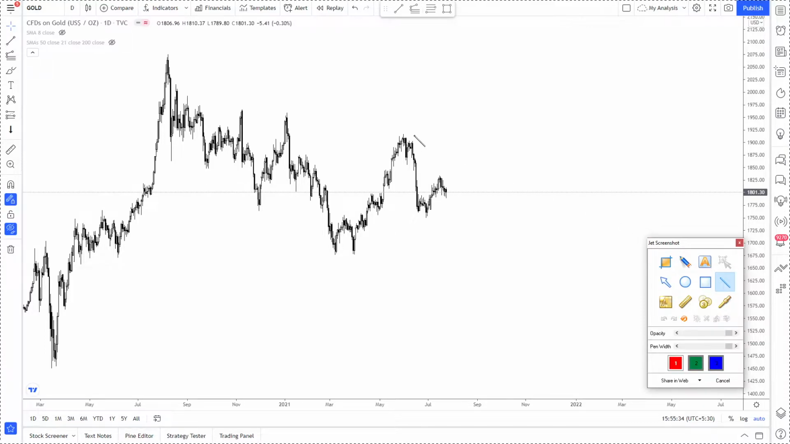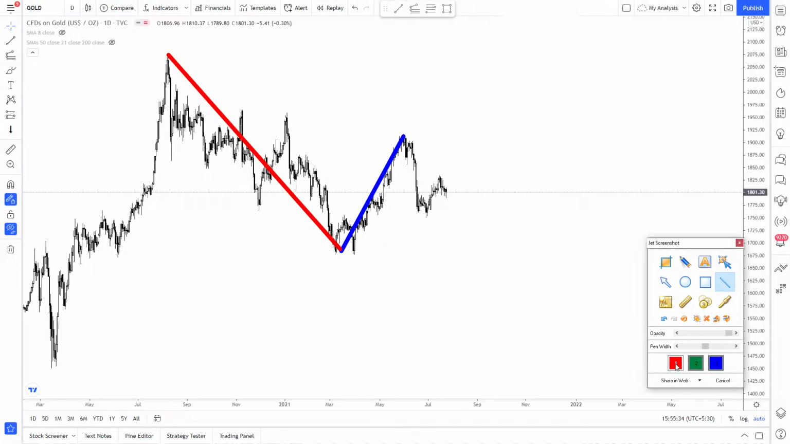See, this is a 5-wave structure, and this is also a 5-wave structure. We mark this in blue. This is an impulsive wave, and we mark it as a downside for the bigger trend. And here, this is an impulsive wave.